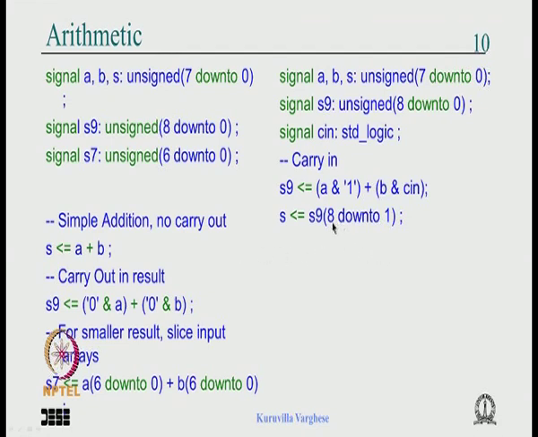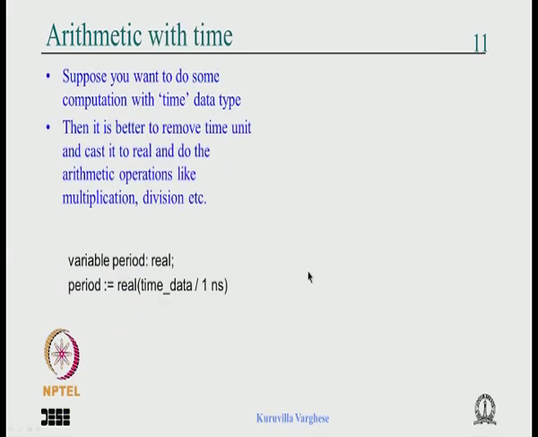So we ultimately cast or assign S9 down to 1 to the result, ignoring the 0th part, because the 0th part is just something we have manipulated to get the carry into the number. Okay, that is how the arithmetic is used.